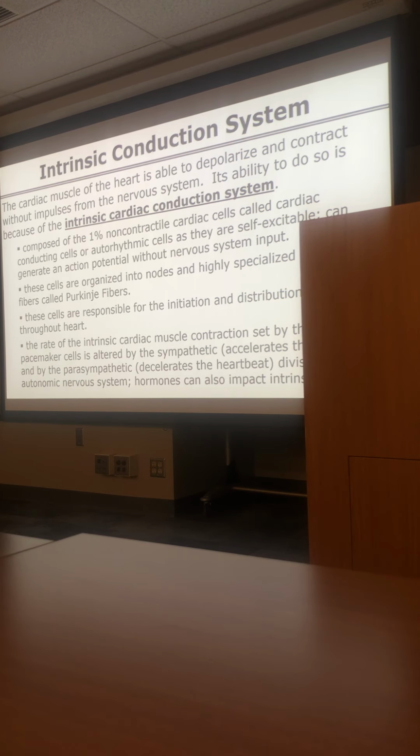And so when we look at the heart wall and we look at the cardiac muscle, 99% of it is contractile cardiac muscle. But the other 1% of those cardiac muscle cells are non-contractile and are called cardiac conducting cells or autorhythmic cells because they are going to be self-excitable, meaning they're able to depolarize on their own without any input from the nervous system to get to threshold and generate action potentials.